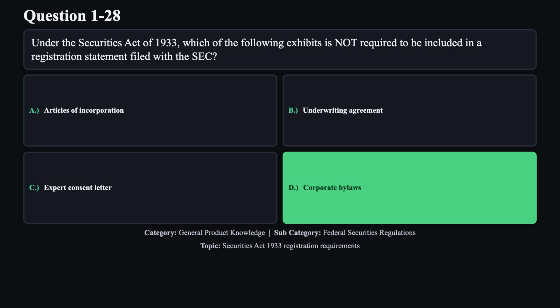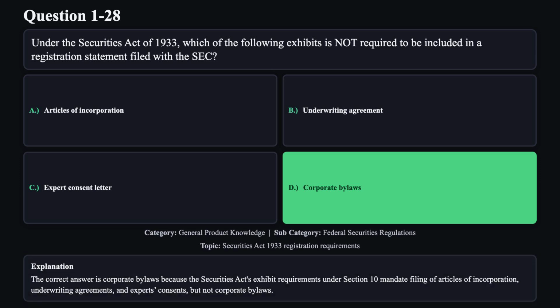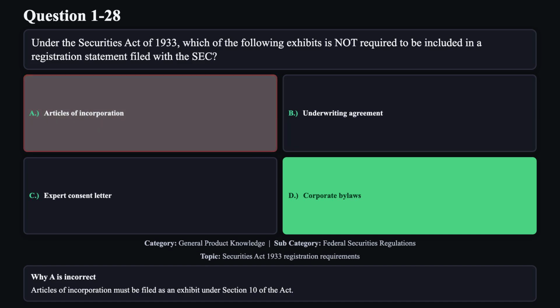The correct answer is D. The correct answer is corporate bylaws, because the Securities Act's exhibit requirements under Section 10 mandate filing of articles of incorporation, underwriting agreements, and experts' consents, but not corporate bylaws. Reason A is not correct. Articles of incorporation must be filed as an exhibit under Section 10 of the Act.